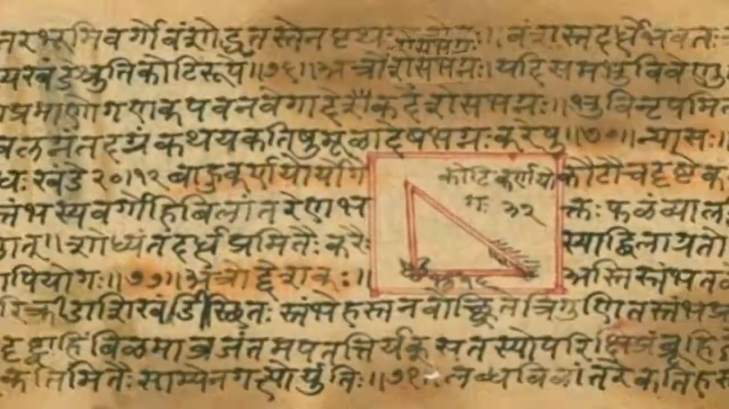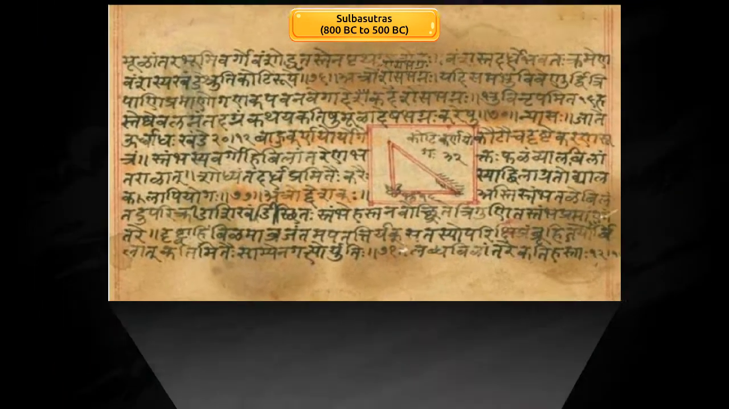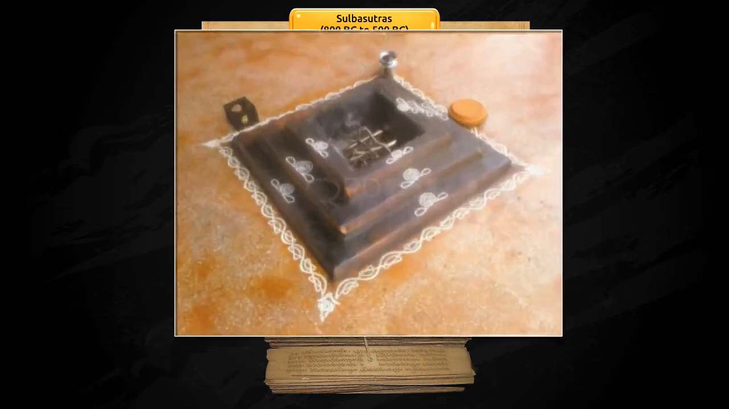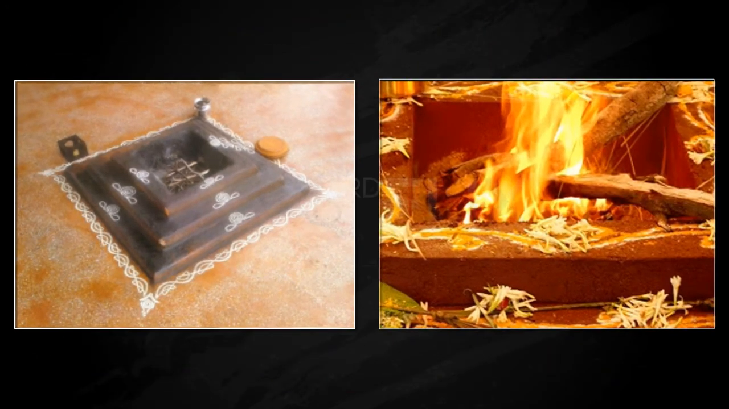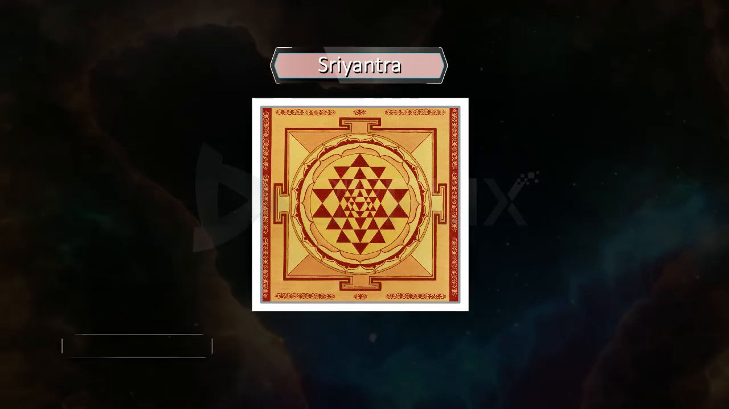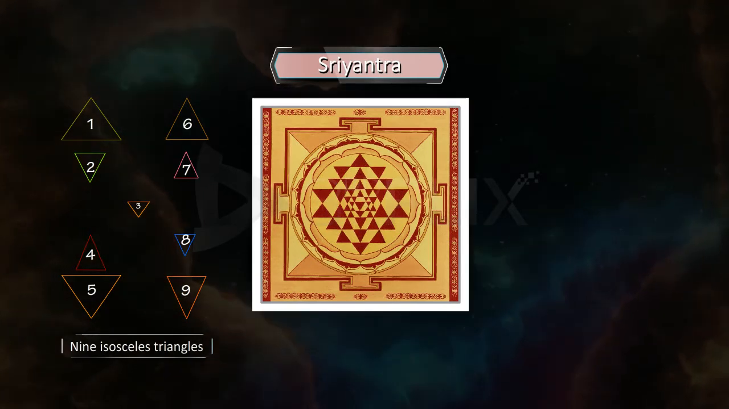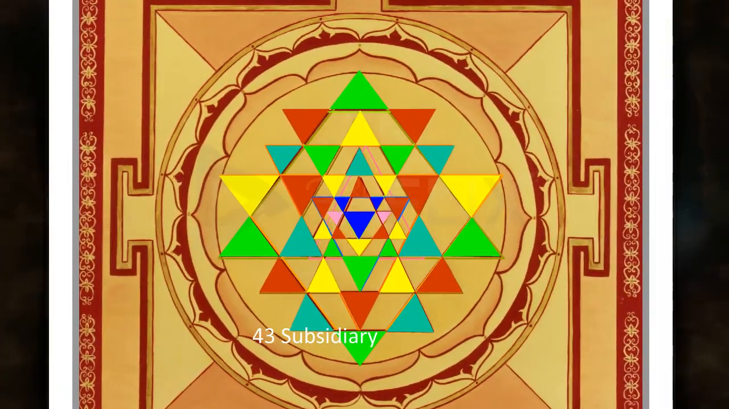In ancient India, the Sulba Sutras, 800 BC to 500 BC, were the manuals of geometrical constructions. The geometry of the Vedic period originated with the construction of altars or Vedis and fireplaces for performing Vedic rites. The Sri Yantra given in the Atharva Veda consists of 9 interwoven isosceles triangles. These triangles are arranged in such a way that they produce 43 subsidiary triangles.